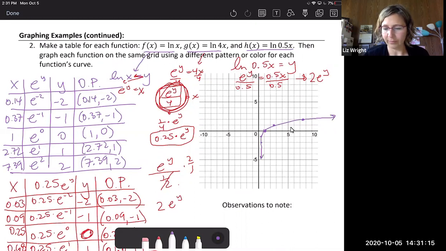All right, so that's the first one of just our generic curve of e to the y, or natural log of x, is what that one looks like. My next one is red. And so this time I've got 0.03, negative 2. So this one's going to be even skinnier in here. So 0.03, negative 2. And then 0.09, negative 1. And then 0.25, 0. So check that out. It's the first one that hasn't hit 1, 0 so far.